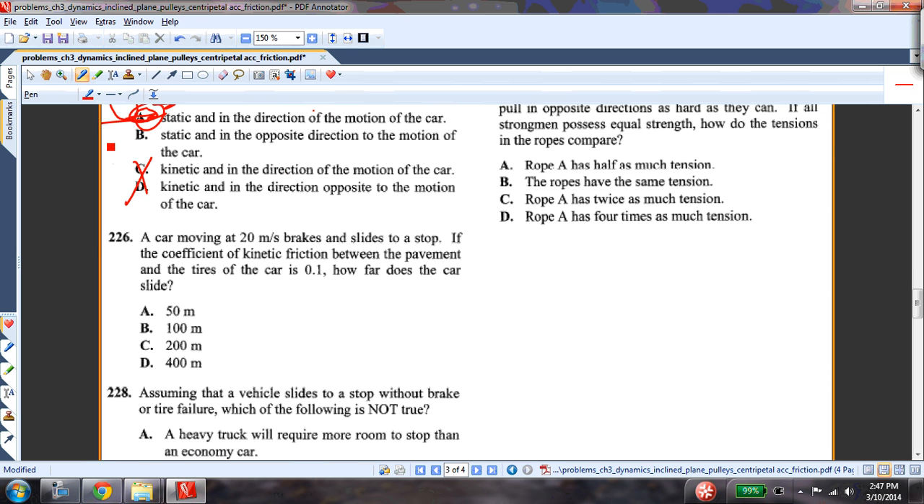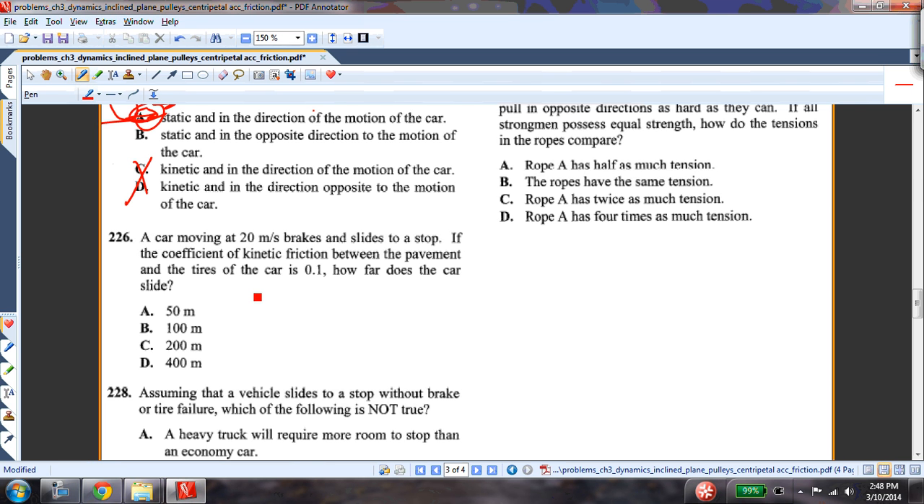A car moving at 20 meters per second brakes and slides to a stop. The coefficient of kinetic friction between the pavement and the tires of the car is 0.1. How far does the car slide? All right, several ways you could do this. You could find the kinetic frictional force. No, you couldn't do it that way.